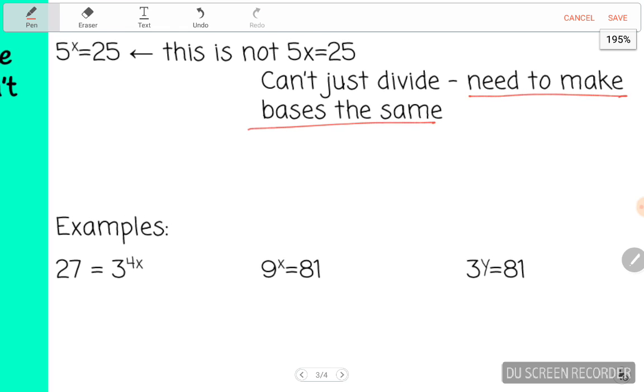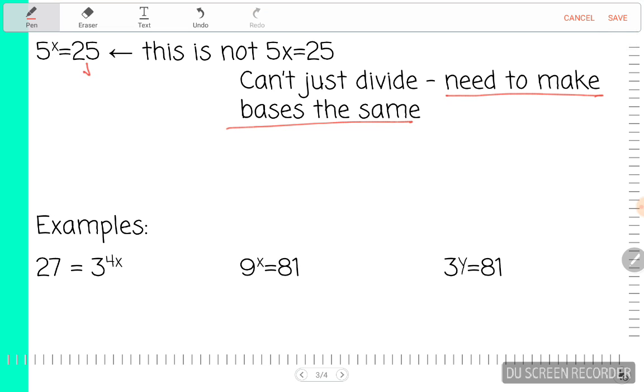So 25, I'm realizing, well, that's just the same as 5 squared. So now I can write my equation like this. 5 to the x equals 5 squared, which tells me, oh, well, that's an easy problem now. The bases are the same, so it must be that x equals 2.